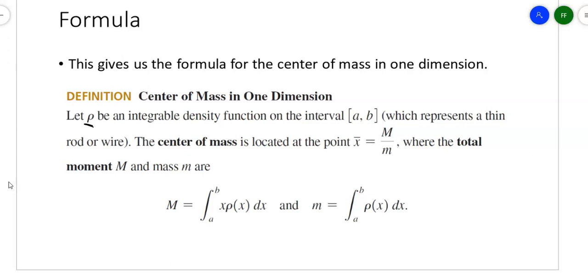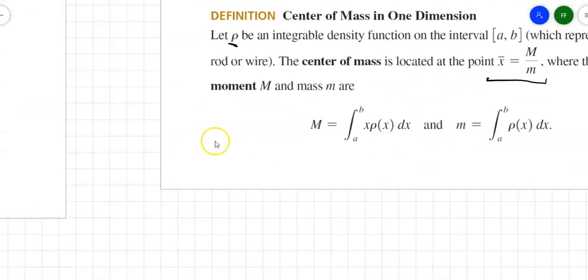Here comes that old rho again. So rho is going to be a density function that you can integrate on the interval from a to b. In 1 dimension, we're talking about things like a thin rod or wire. The center of mass is located at this point. It's going to be the total moments, that's your capital M, divided by the mass, your lowercase m. So if you want the total moments, you take the integral of all the x times rho of x. And then your mass is the integral of all the rho of x's. Take them and divide them, and you'll have the center of mass in 1 dimension.